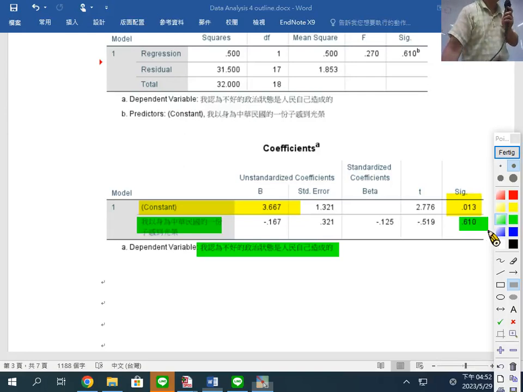So too high. We have to accept there is no relationship between these two. Null hypothesis means no relationship, right? So these two, there's no relation, so we have to accept it. And then we have to ask, why do we have the number here? Because it comes out from here. And what does this mean?